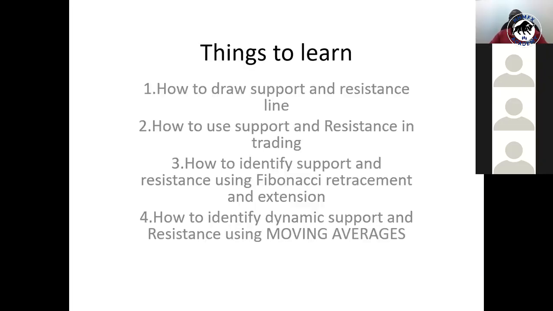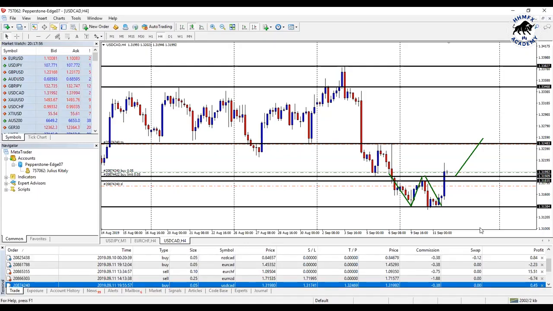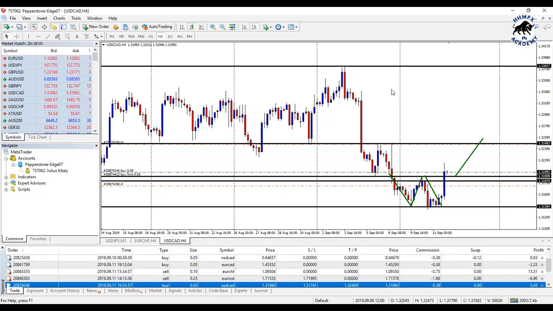Now, we are going to see how to identify support and resistance using Fibonacci retracement and extension, and from there we'll see what else we can do. We're here, guys. It's perfect. So we are just going to remove all these things.